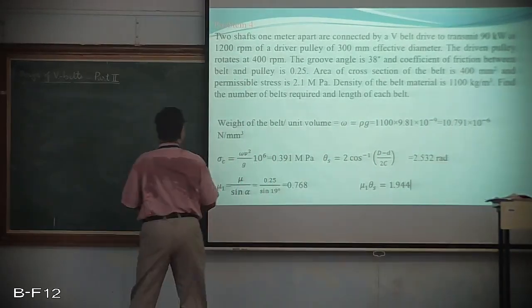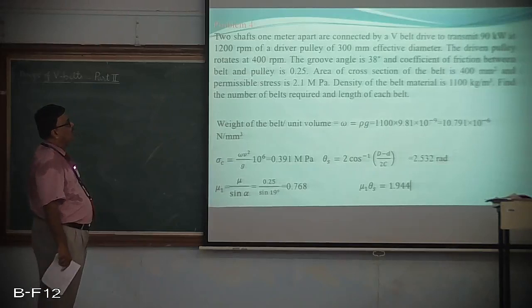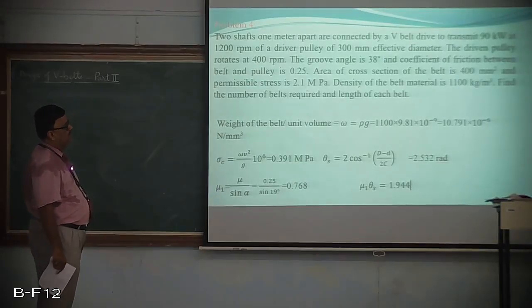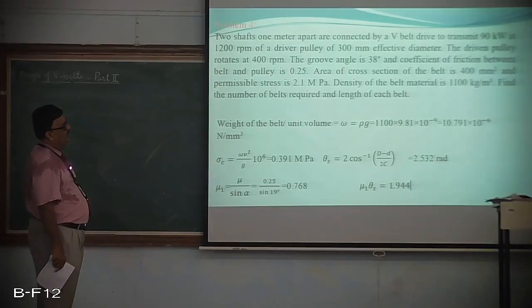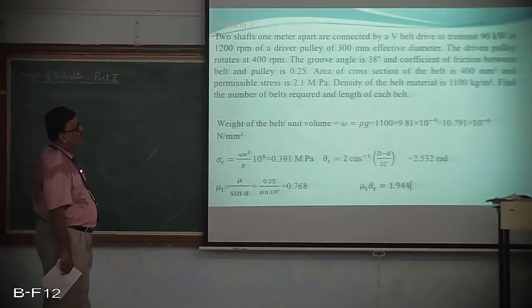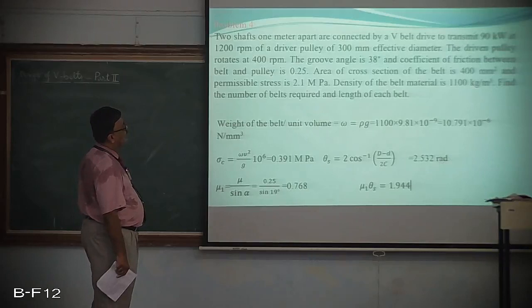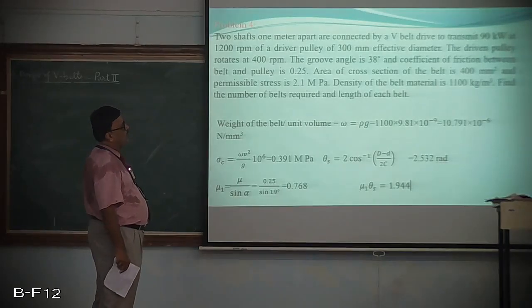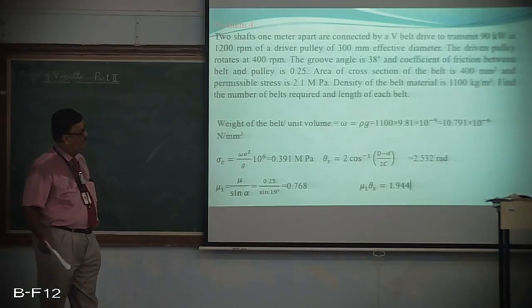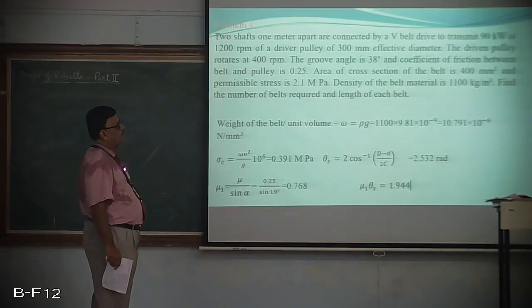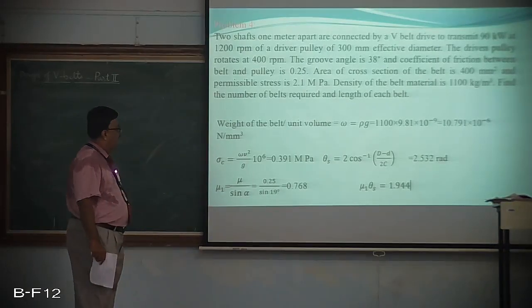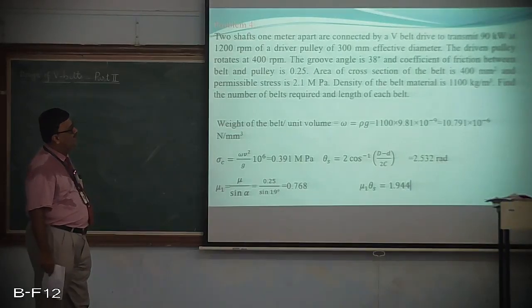Look at this. Two shafts 1 meter apart are connected by a V-belt drive to transmit 90 kilowatt at 1200 RPM of a driver pulley of 300 mm effective diameter. The driven pulley rotates at 400 RPM. The groove angle is 38 degrees and the coefficient of friction between belt and pulley is 0.25. Area of cross section of the belt is 400 millimeter square and permissible stress is 2.1 megapascal. Density of the belt material is 1100 kg per meter cube. Find the number of belts required and the length of each belt.